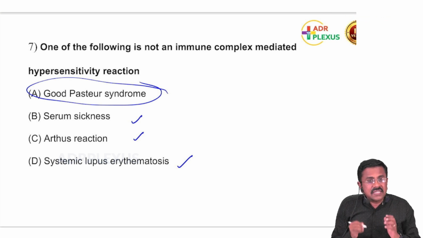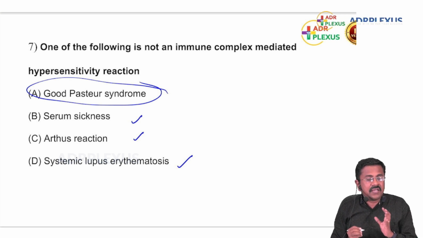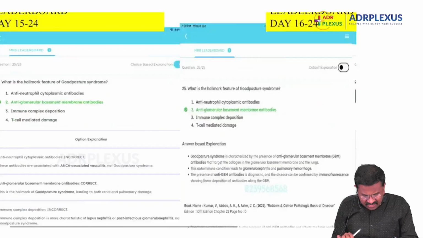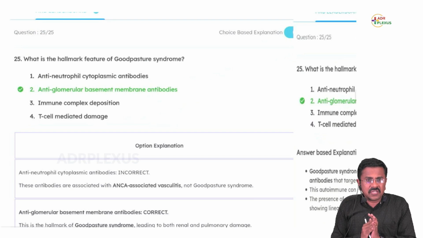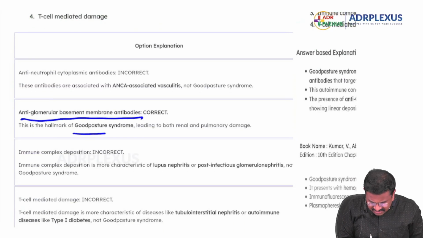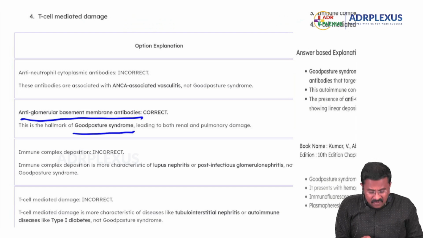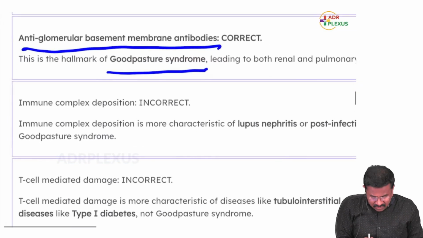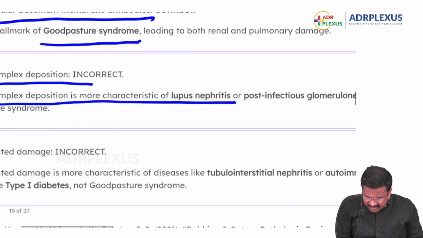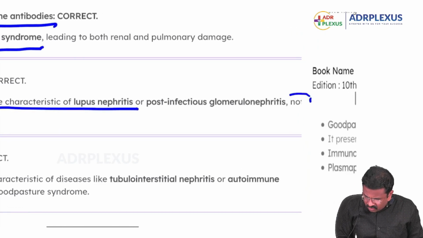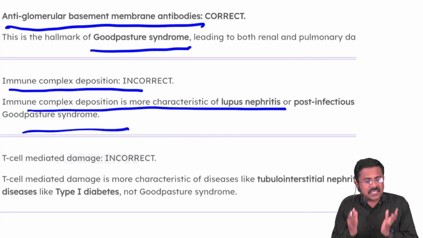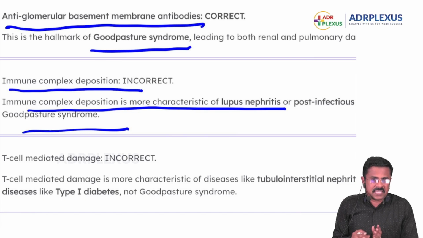Whereas serum sickness, Arthus reaction and SLE are the classical examples of type 3 hypersensitivity reactions, which we discussed in our various MCQs. So please see this. Anti-GBM antibodies are a hallmark of Goodpasture syndrome. We clearly mentioned in our workbook that immune complex deposition is more characteristic of lupus nephritis, and it is not seen in Goodpasture syndrome. So exactly the same question has been asked in the exams.